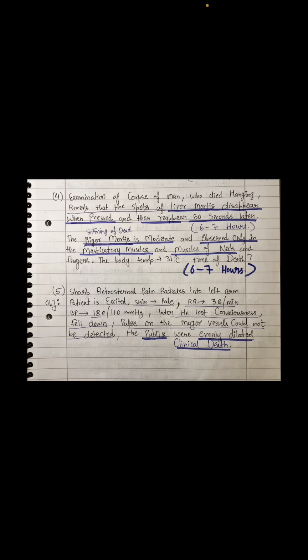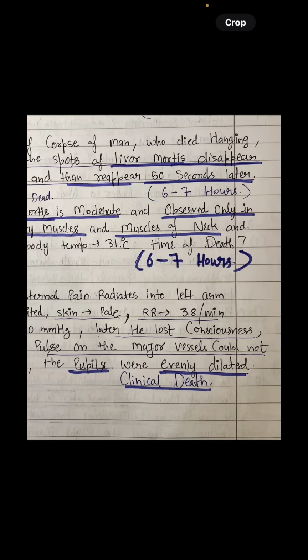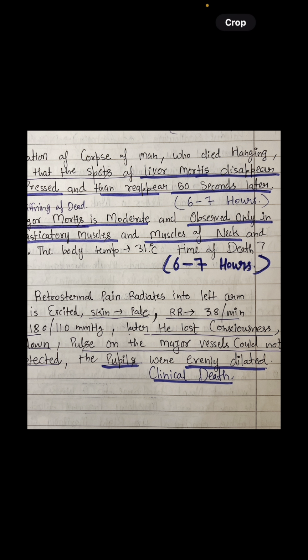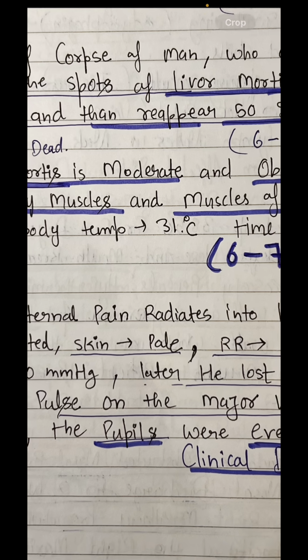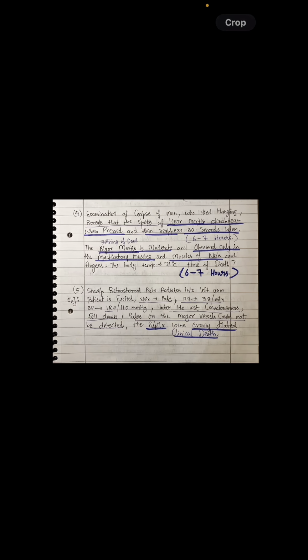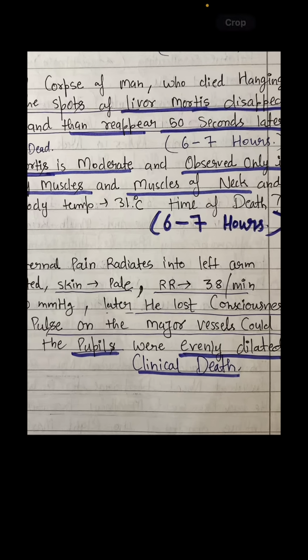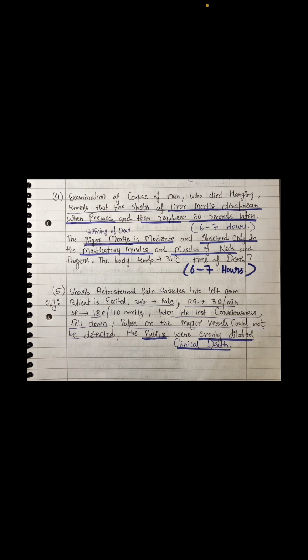The normal body temperature is in the range of 36 to 37, so if the patient has 31 degrees Celsius, he died some 6 to 7 hours ago. Hope this is clear now. The next patient also has dilated pupils. You can read the whole profile of the question and it will be easy to remember now. So this is the case of clinical death.